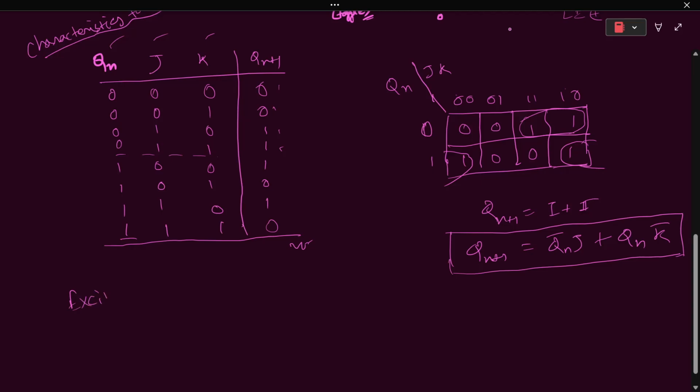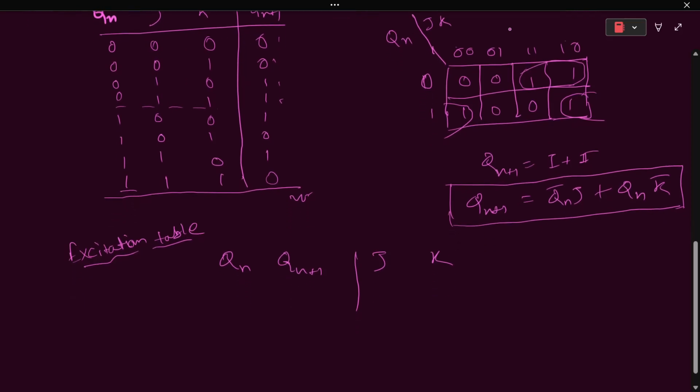Now draw the excitation table of JK flip-flop and find out the expressions for the inputs. In case of excitation table, the present state and next state will be the inputs, and J and K will be the outputs.